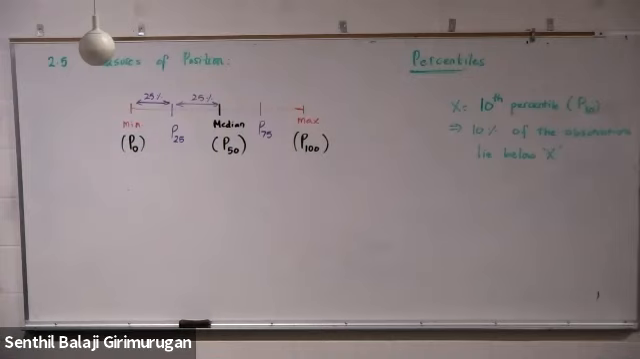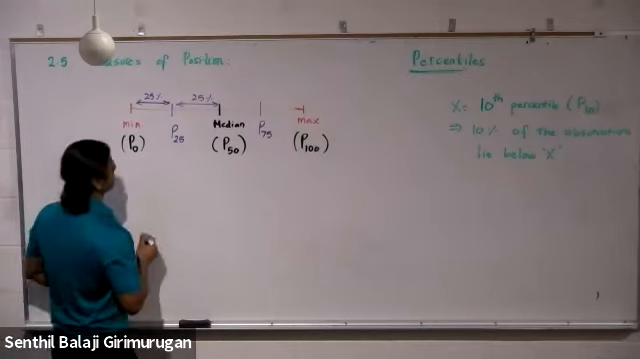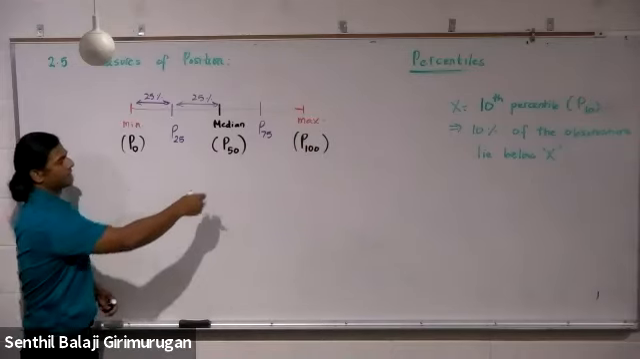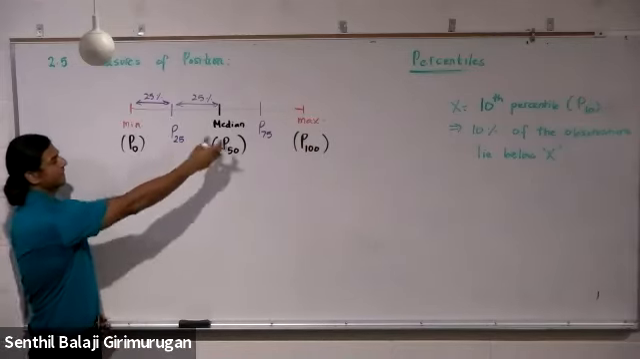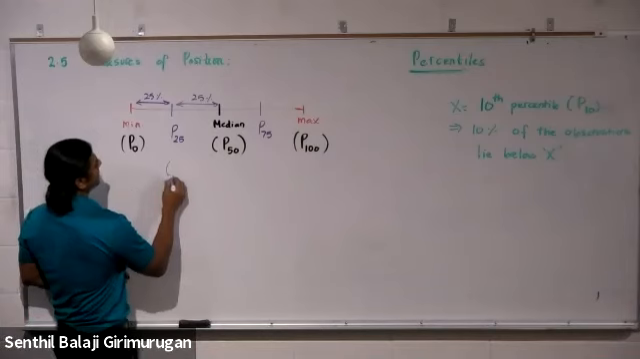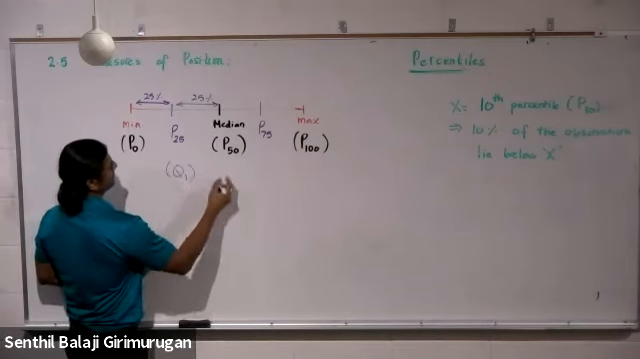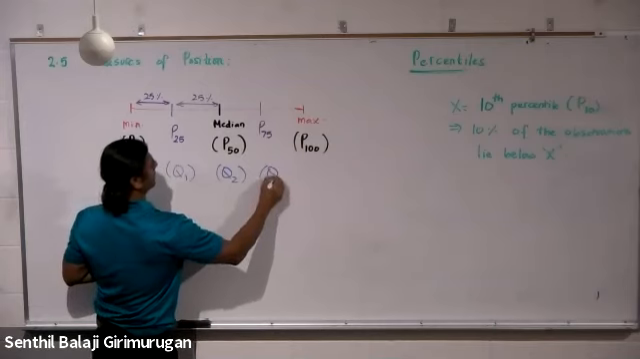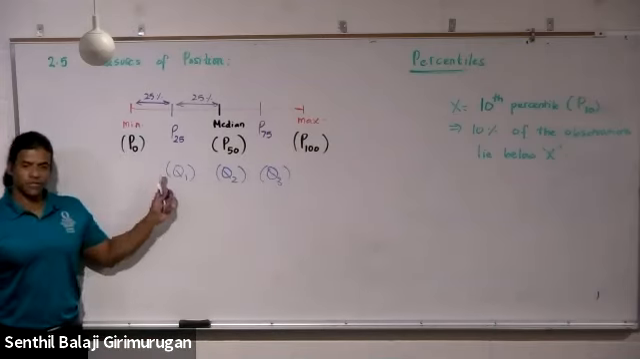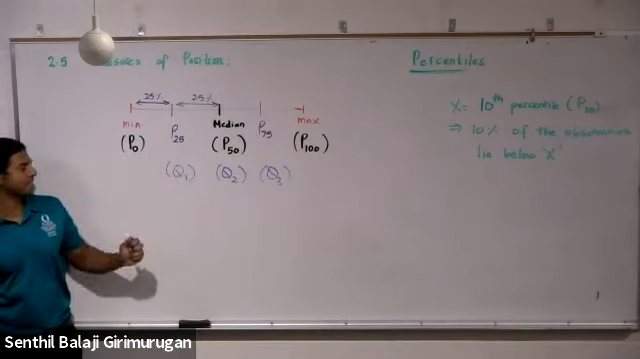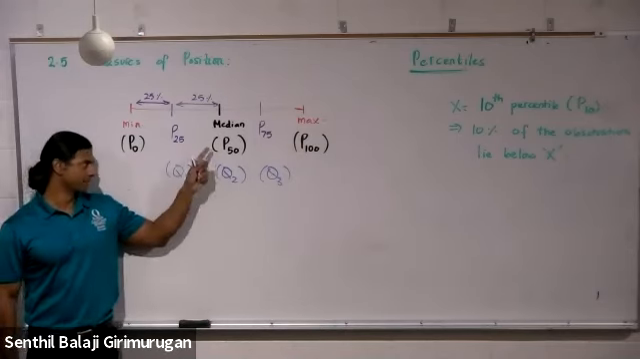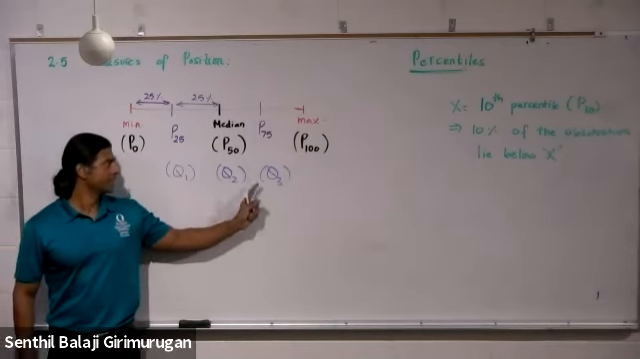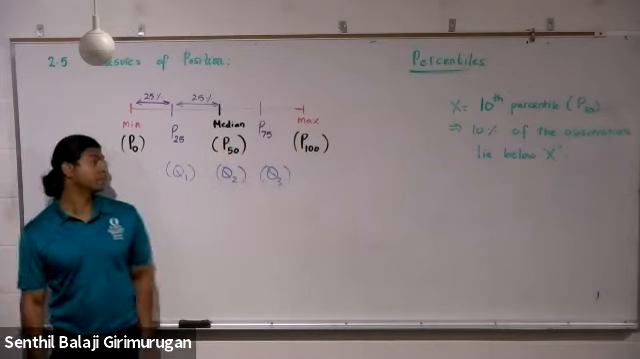Good. So these are quarters, correct? Quarter, second, third. So Q1, Q2, Q3. Q1 is the 25th percentile, Q2 is the 50th percentile, Q3 is the 75th percentile.